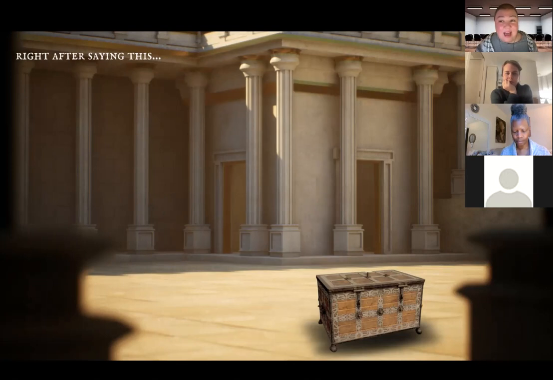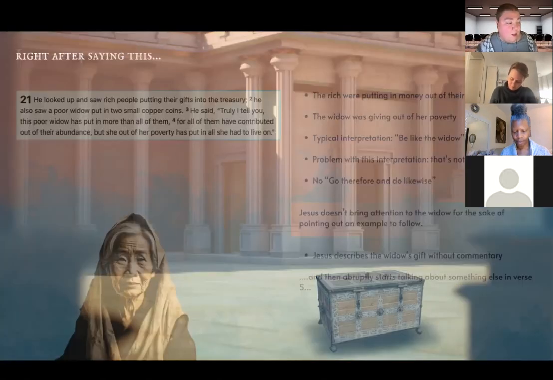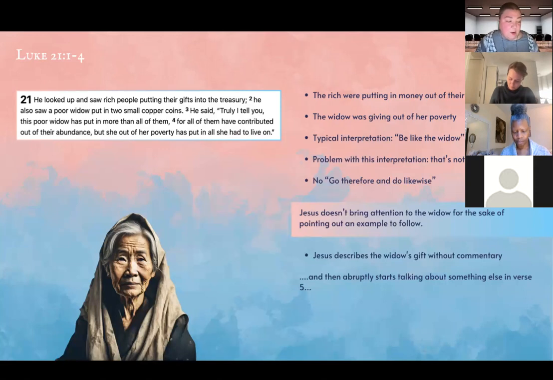And right after this, he looked up and saw the rich people putting their gifts in the treasury and sees the poor widow. The rich were putting in money out of their wealth, the widow out of poverty. The typical interpretation is that we should be like the widow, not like the rich people. The rich people just give a little, they make it a show. She doesn't do it for a show, she does it with dignity.